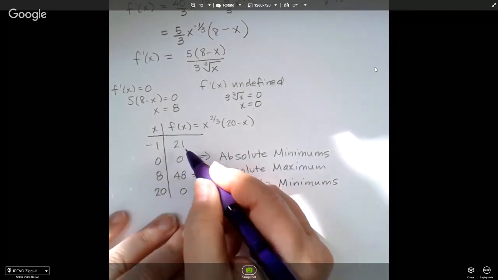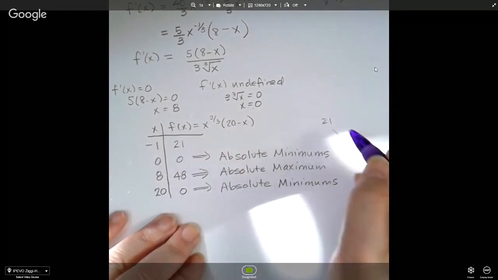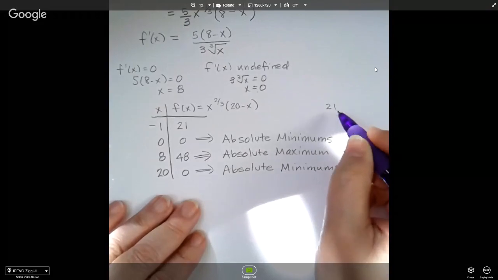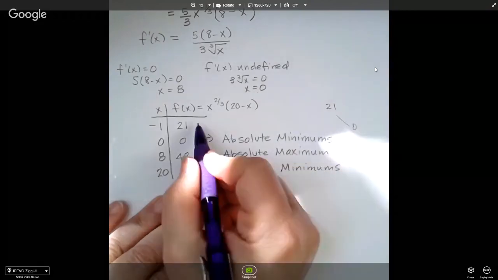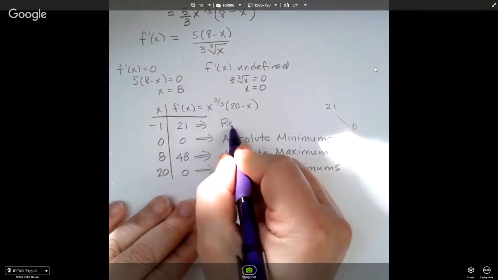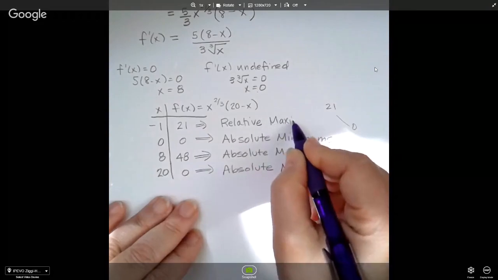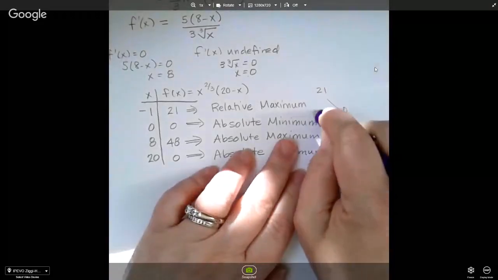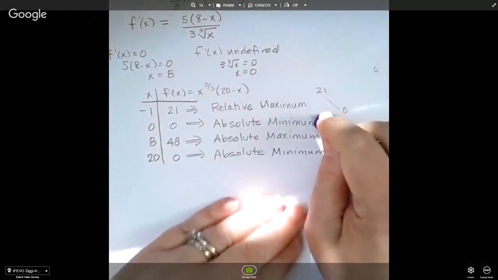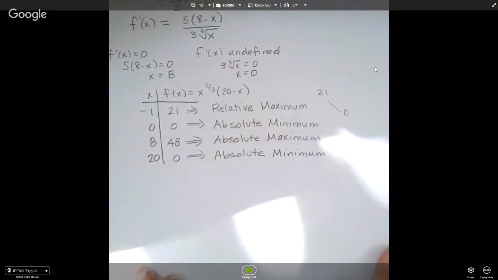Now, what do we do about this one? Well, we have a function that's 21 and going to 0. So 21 going to 0. So that means that has to be a relative maximum, because it's decreasing afterwards. I should take the S off here. It's only one of them. There's two of them, but they're at different x locations. All right, so just remember there can be more than one place that an absolute max can occur.